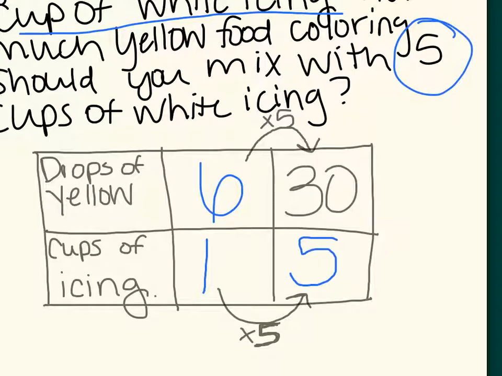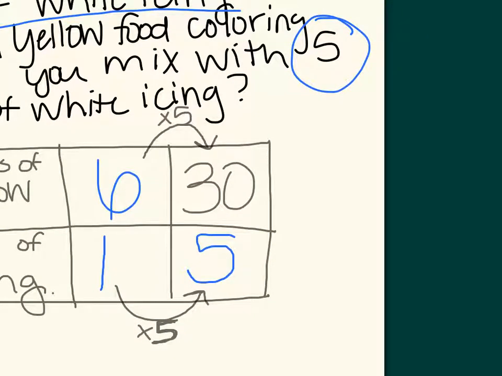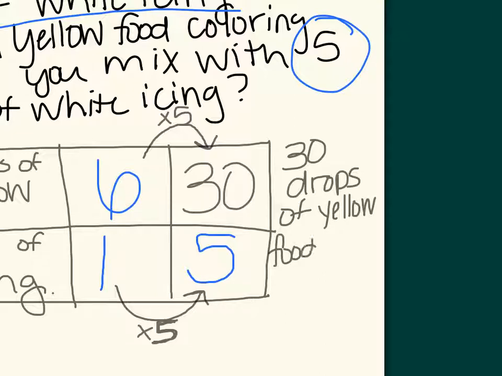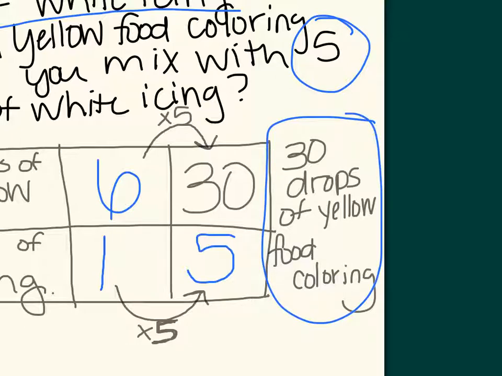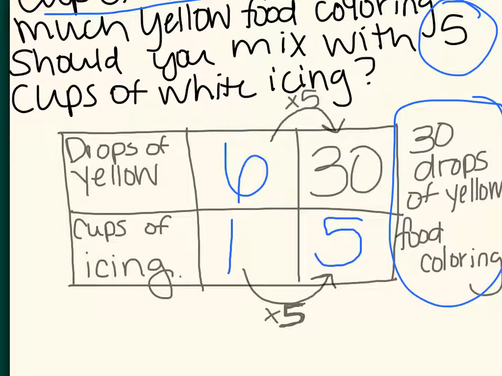So my answer would then be 30 drops of yellow food coloring. Okay, and I'll just box that out a little bit so you guys can see that. Alright, and again, to get from 1 cup of icing to 5, we multiplied 1 times 5. So then if I get to 6 yellow drops, I have to figure out how much I need. So I multiplied 6 by 5, and that's where I got my 30.